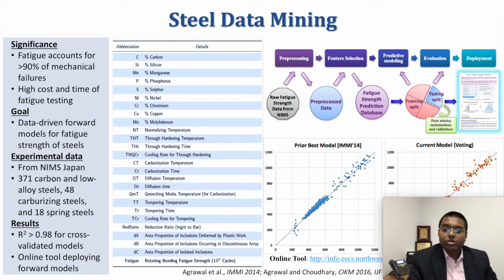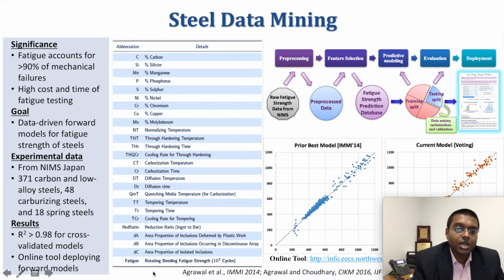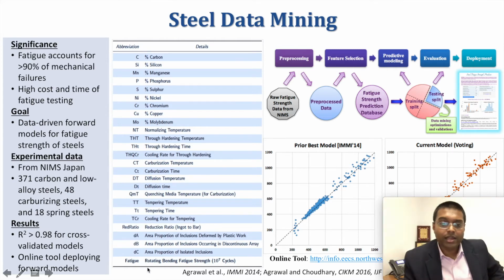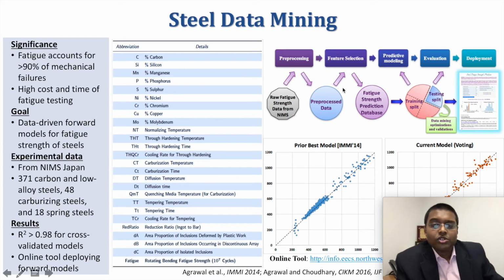First example I want to show is steel data mining. Here we're using data from NIMS Japan, National Institute for Materials Science. It has about 400 experimental observations of steel with all the composition and processing information and the property of interest, which is rotating bending fatigue strength at 10 to the power 7 cycles. Using a supervised learning framework of pre-processing, feature selection, predictive modeling, and evaluation, back in 2014, we showed that we can generate highly accurate forward models, predictive models for fatigue strength.